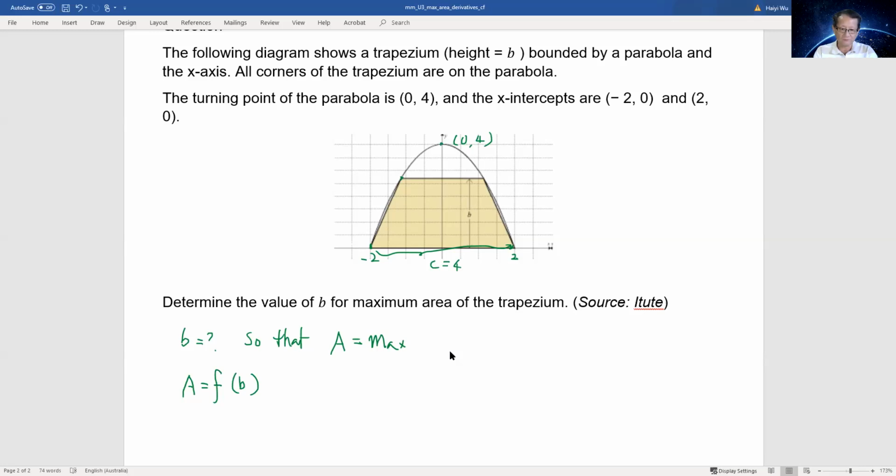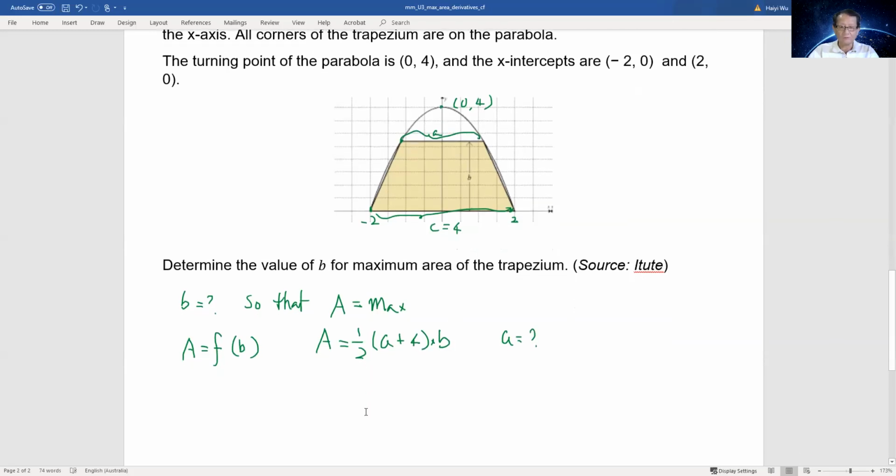Now, we know the area of a trapezoid is half of the top base plus the bottom base, times the height. The top base we don't know at the moment, so let's call it A. So the area is half of (A plus 4) times B. We now need to find out what A is.